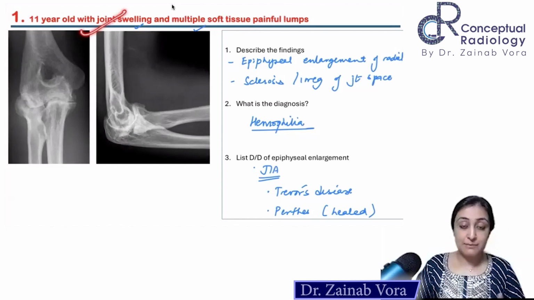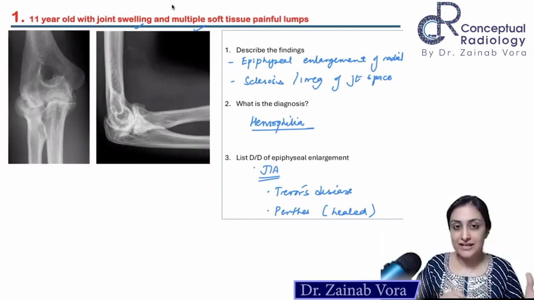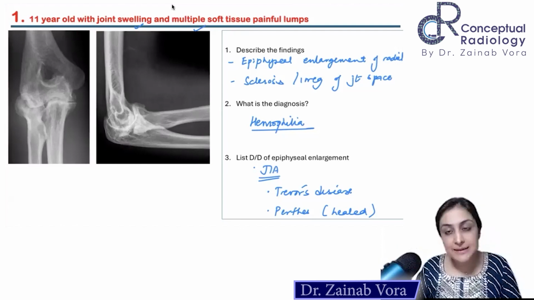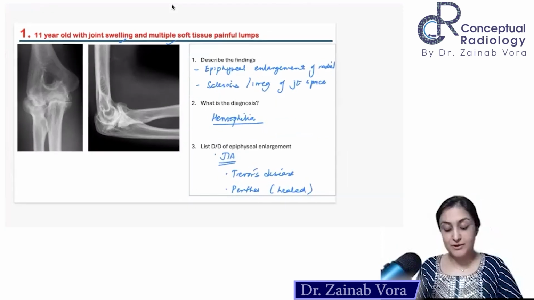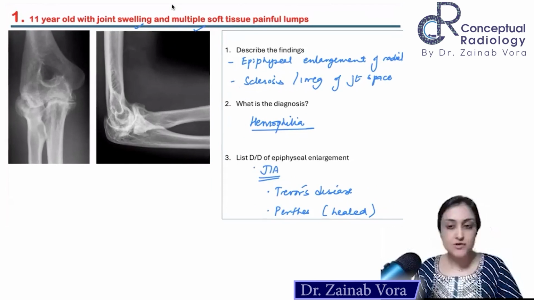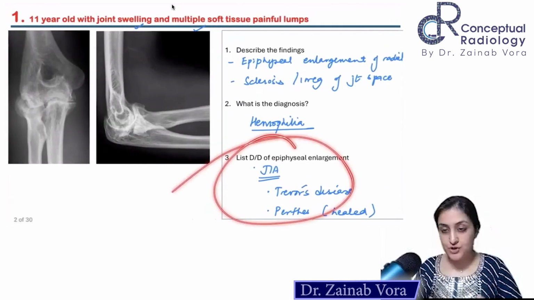It occurs in boys. Hemophilia A and B are factor 8 and 9 deficiencies, which are X-linked recessive, whereas hemophilia C is factor 11 deficiency, seen in any gender because it's autosomal recessive. So these are the points here, and this is a very important takeaway.